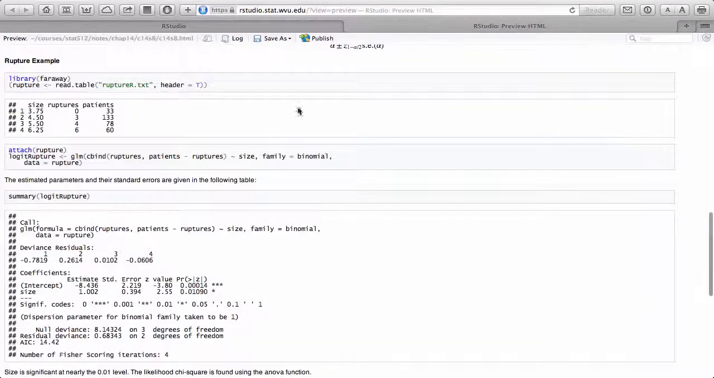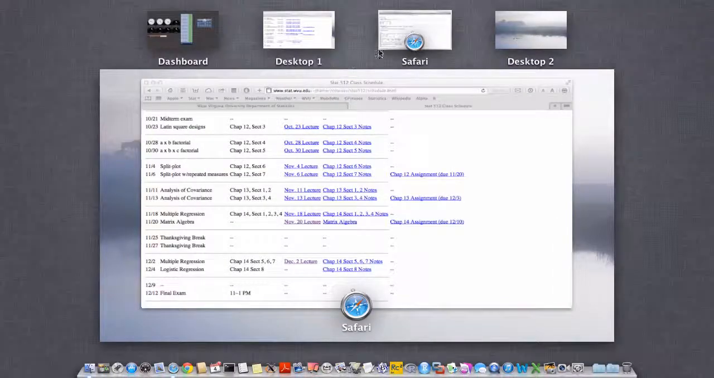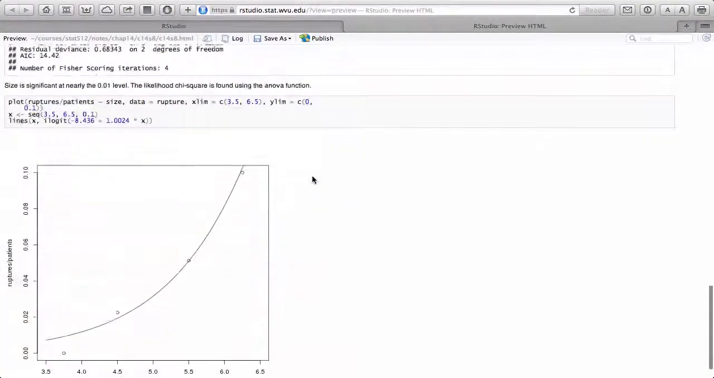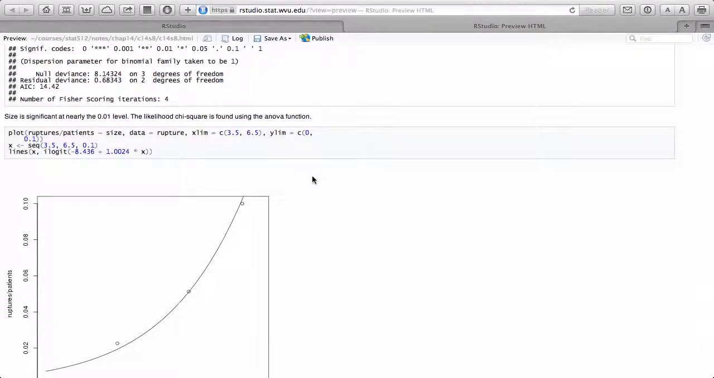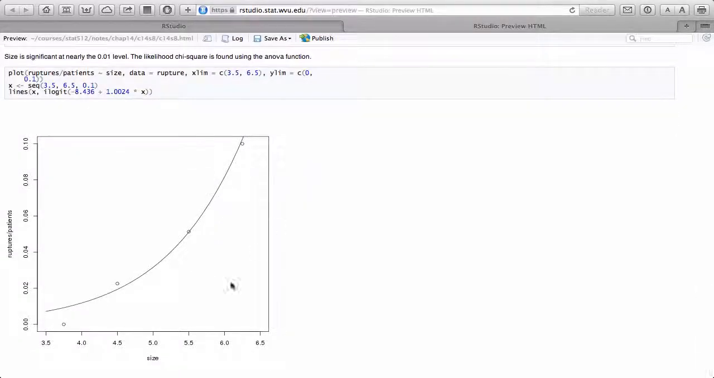Now, if we were doing this, you might ask, well, what does our prediction model look like? So I'd like to be able to plot the outcome. And in particular, I'd like to be able to plot the relationship between size and the proportion of ruptures over patients.